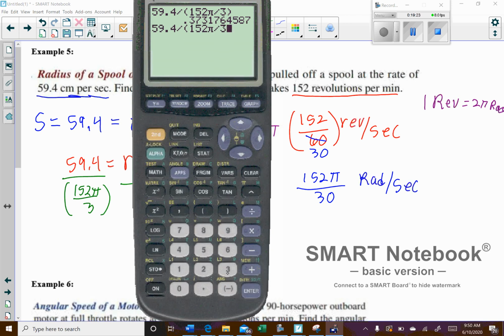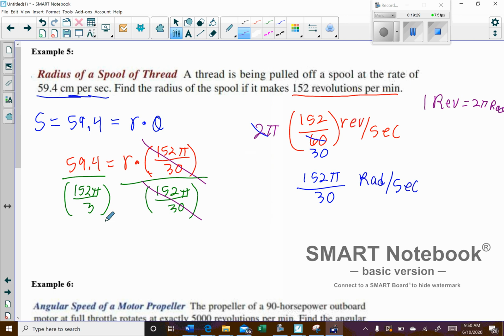So I'm sorry, that should be 30 right there. Okay, so now we'll try that. Okay, there we go, 3.73, that's much better. So 3.73, and that'll be centimeters, and so that would be the radius right there.